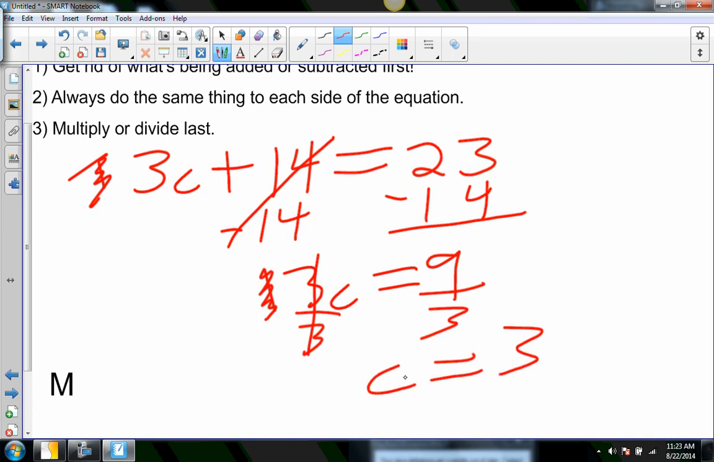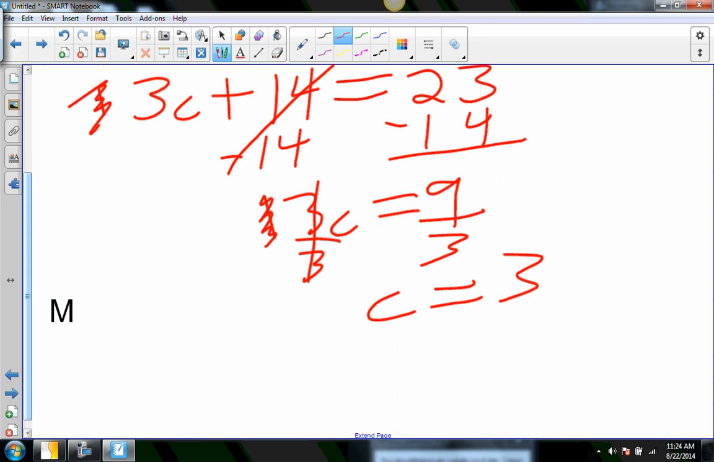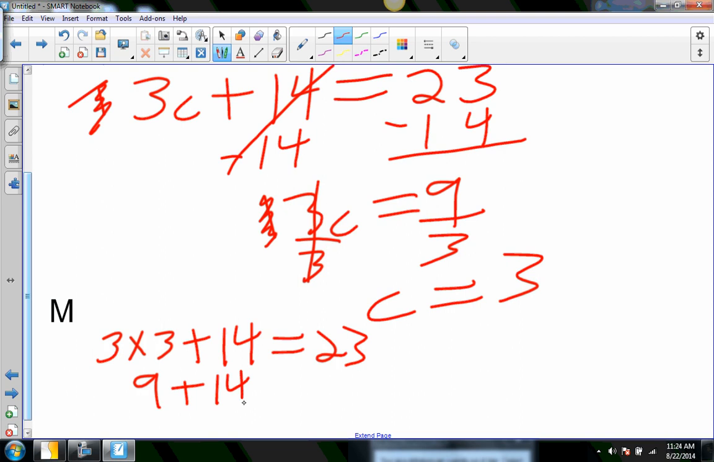And remember that you can always check that. You can plug your answer in for the variable. So 3 times 3 plus 14, you'd have 9 plus 14. And so yes, 23 equals 23. That's how you can check to see if the work that you did right here was right. You can always check your work.